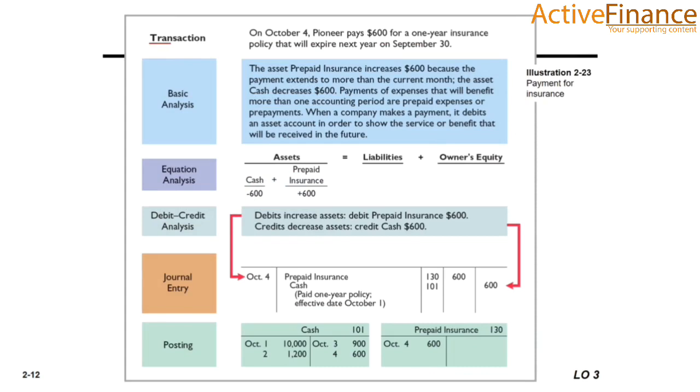Fifth transaction, on October 4, Pioneer pays 600 for a 1-year insurance. It has bought the insurance policy that will expire next year on September 30. So this is the basic analysis. The asset prepaid insurance increased by 600 because the payment extends to more than the current month. The asset cash decreases because we have paid the insurance.